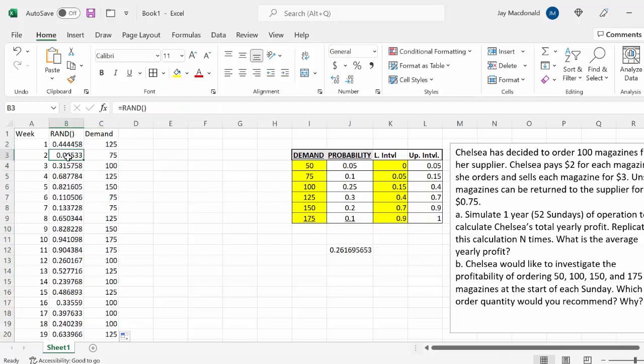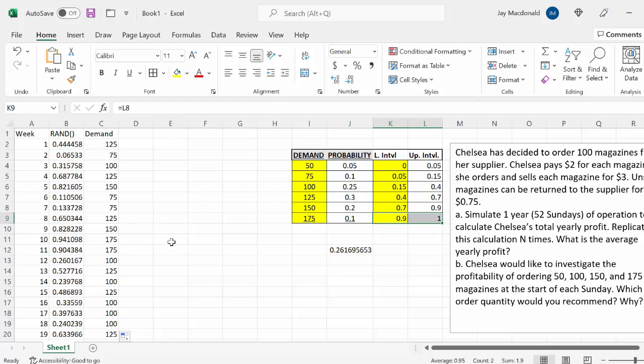Okay, so take a look here. So for week 2, it's 0.06533. So 0.065. So it'd be between here and here, and it would spit back 75. All right, let's look at this one here. Number 3 is 0.3157. 0.3157 would be between here and here, between 0.15 and 0.4, and that would spit back 100, as you can see here. Let's find a big one. Okay, so let's see here. Week 10, it's 0.94 on mine. So 0.94 is between here and here, and it would spit back 1.75.